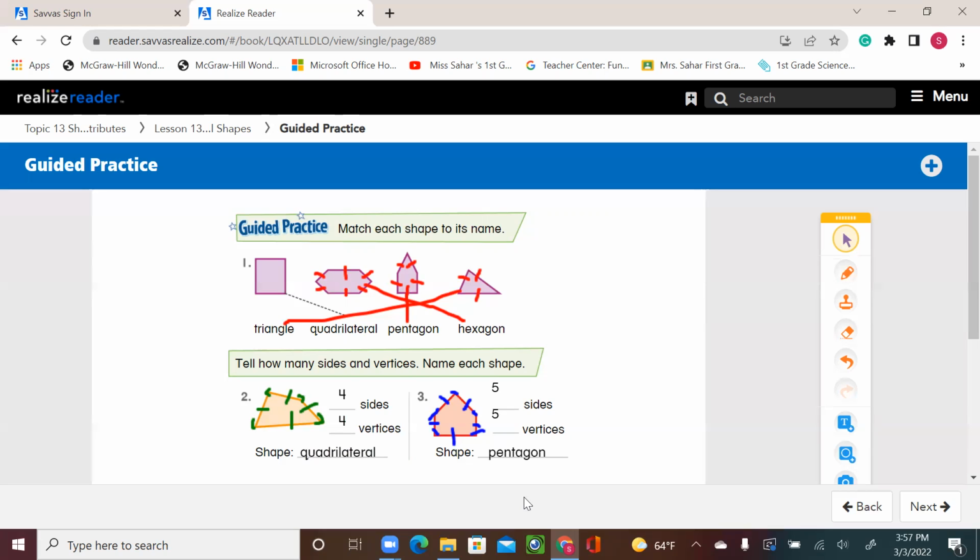And we know the name of the shape by counting the sides and the vertices and the angles, we can have a different shape. So we know that we learned about triangles, that it has 3 sides, 3 vertices, and 3 angles. We also learned about quadrilaterals, that it has 4 sides, 4 angles, and 4 vertices. We learned about pentagon, that it has 5 sides and 5 angles and 5 vertices. And we learned about hexagon, that it has 6 sides, 6 vertices, and 6 angles.